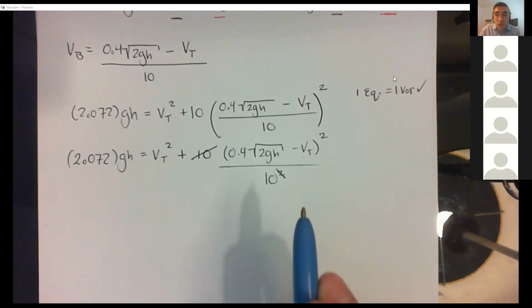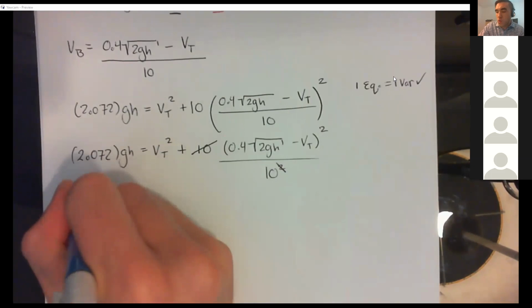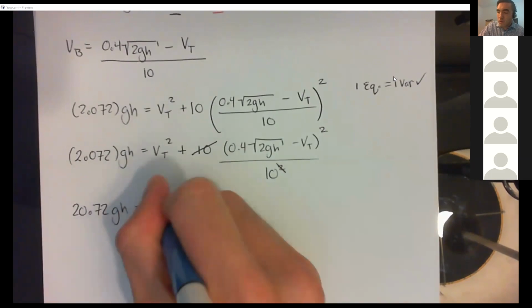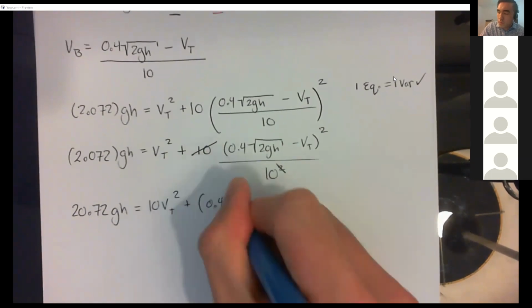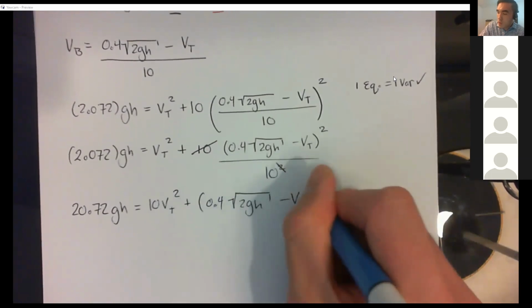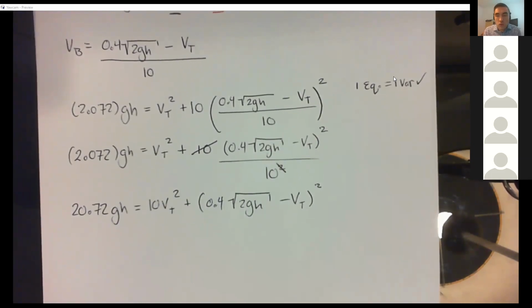Now I'm also going to multiply both sides of the equation by 10, because fractions are for suckers if you don't have to deal with them. And by multiplying the entire equation by 10, no more fractions. So I multiplied this guy here by 10. It just moves the decimal over. So that's 20.72 GH is equal to 10 VT squared plus whatever is in here squared, 0.4 root 2GH minus VT quantity squared. So that's how we go from that nasty stuff with a fraction in it to less nasty stuff without a fraction in it. Is this okay?